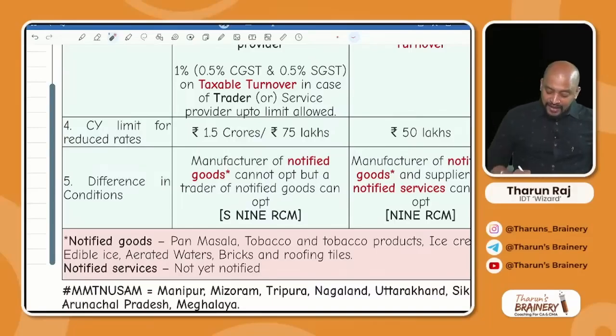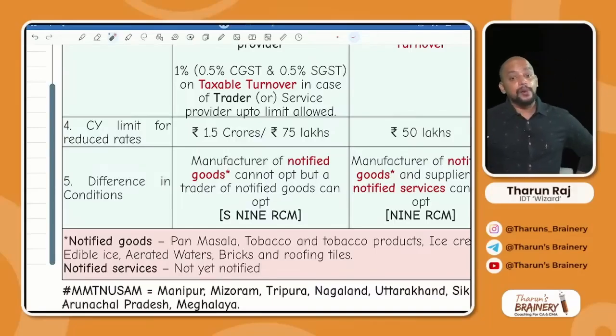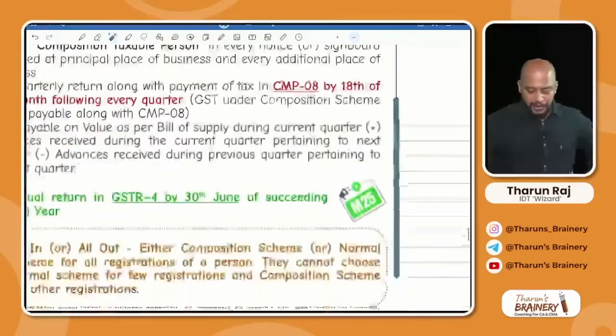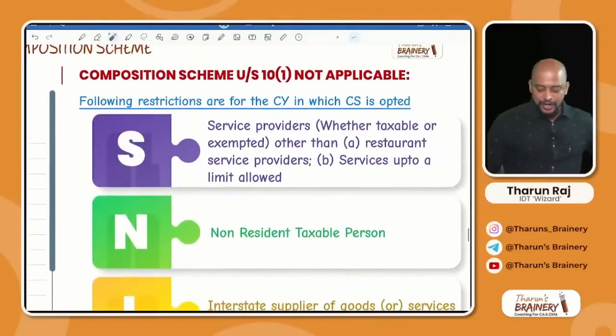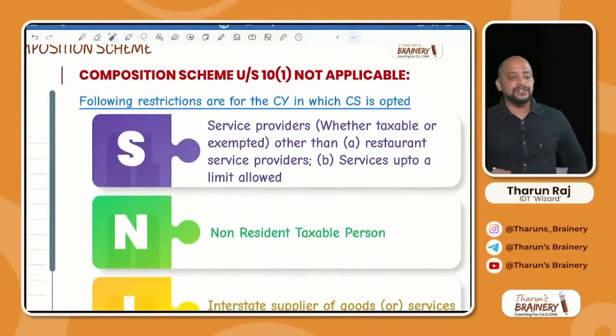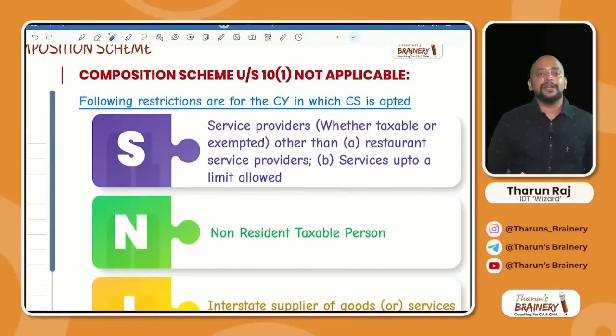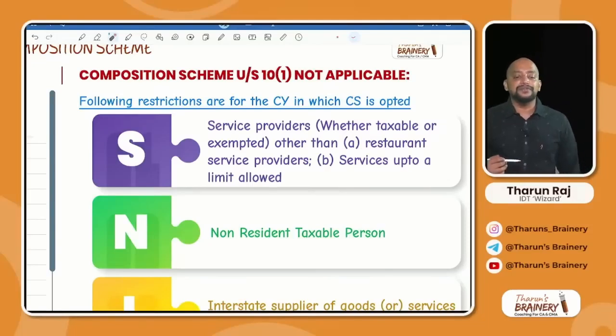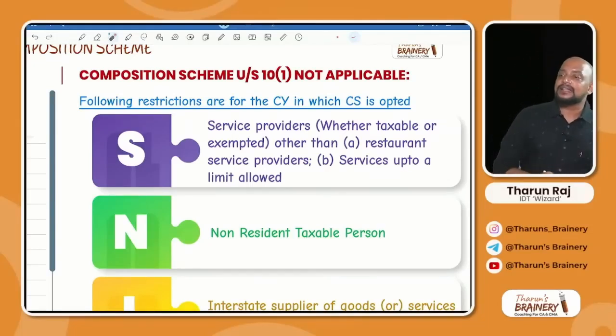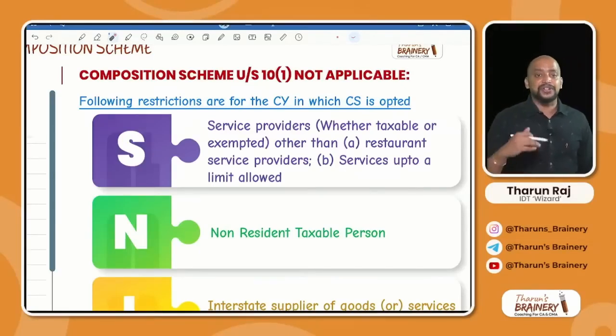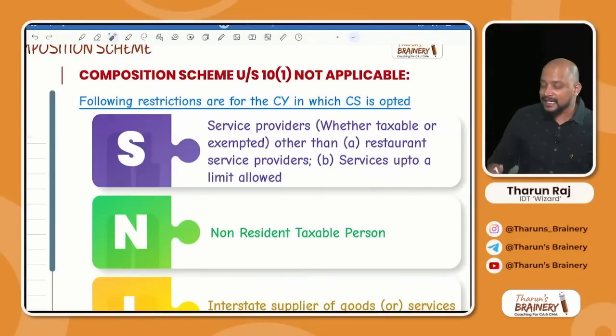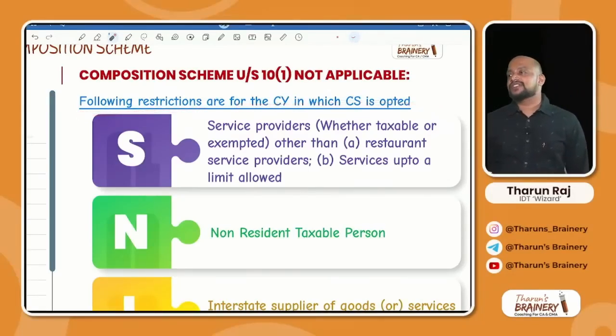Okay, and some people cannot opt for composition scheme under 10(1). You can see that on the next page. Composition scheme under section 10(1) is not applicable. But all these restrictions we need to see for the current year. Previous year I can make interstate supplies, previous year I can make non-taxable supplies, but all these restrictions are applicable for the current year. So the following restrictions are for the current year in which composition scheme is opted.